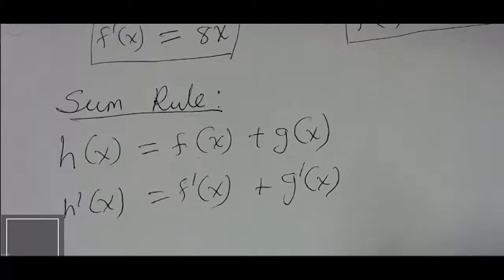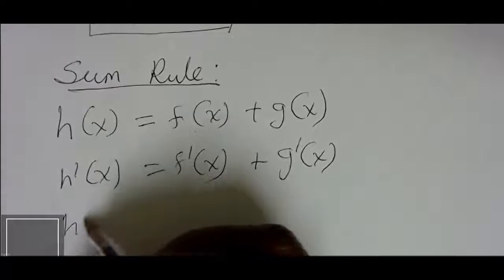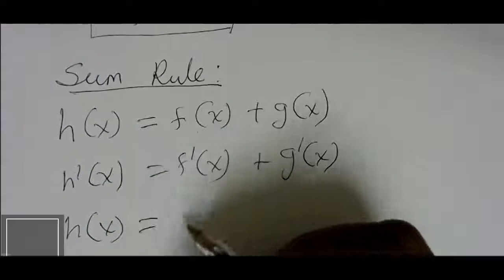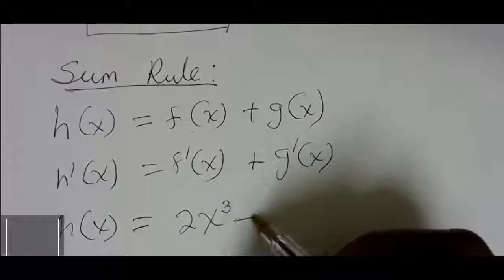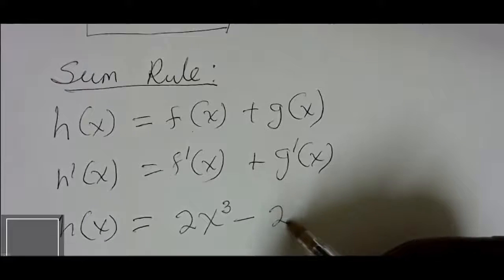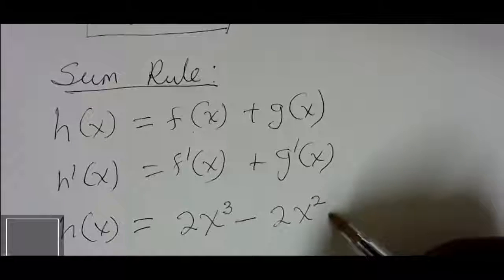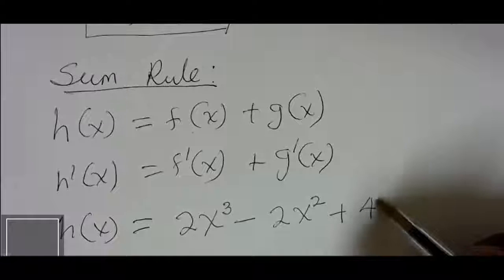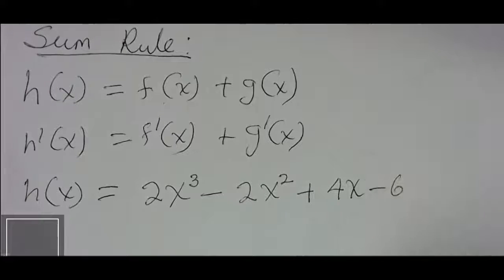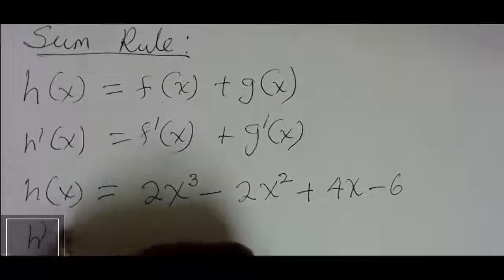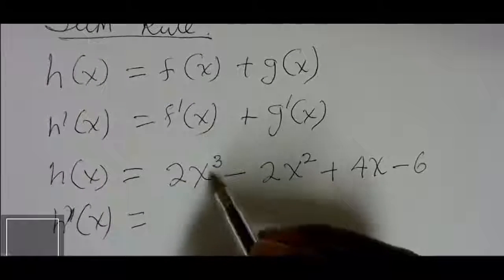So for example, if we have h of x to be 2x to the 3rd power minus 2x to the 2nd power plus 4x minus 6. Okay, if we have that, then h prime of x, we take the derivative of each term.